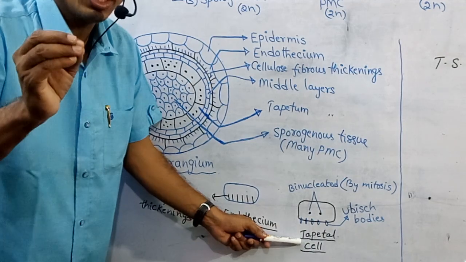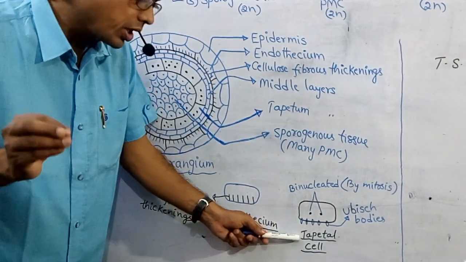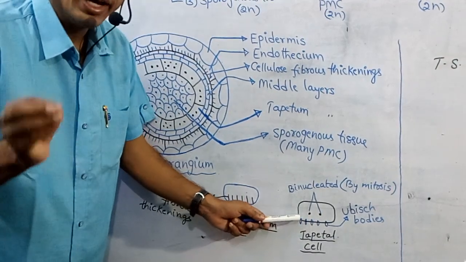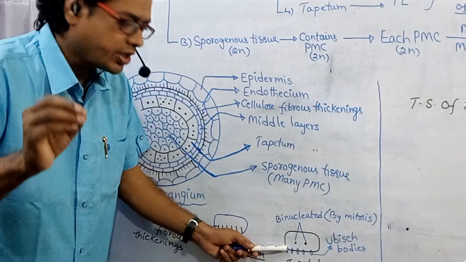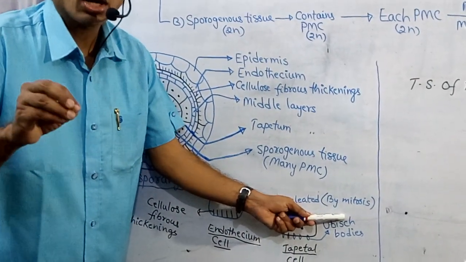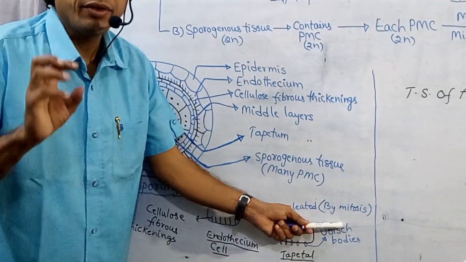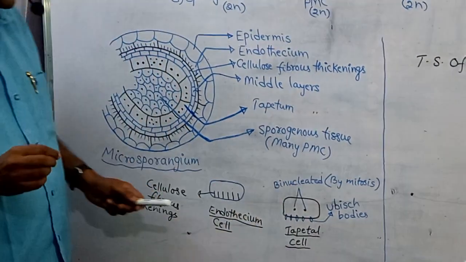Multinucleated condition is found in tapetal cells. Binucleated condition is found in tapetal cells. Binucleated or multinucleated condition is due to which division? By mitosis. Mitosis is also called homeotypic division, also called equational division.